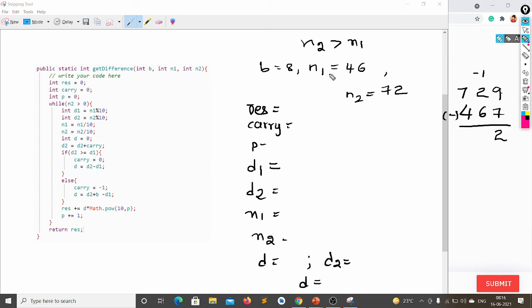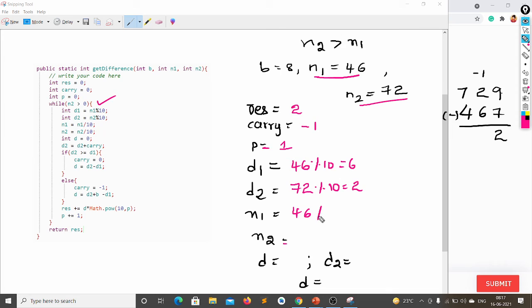Okay, let's again go through the code. My N1 is now 46 and my N2 is 72. Is N2 greater than 0? Okay. My result is initially 2 here, my carry became minus 1 in the previous iteration, and my P in the previous iteration was 1. Let's go into D1. D1 is N1 modulo division 10, 46 modulo 10 is 6, and 72 modulo 10 is 2. And 46 by 10 is 4, and 72 by 10 is 7.